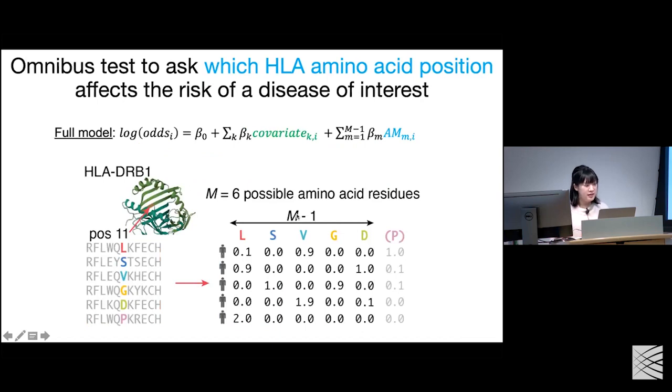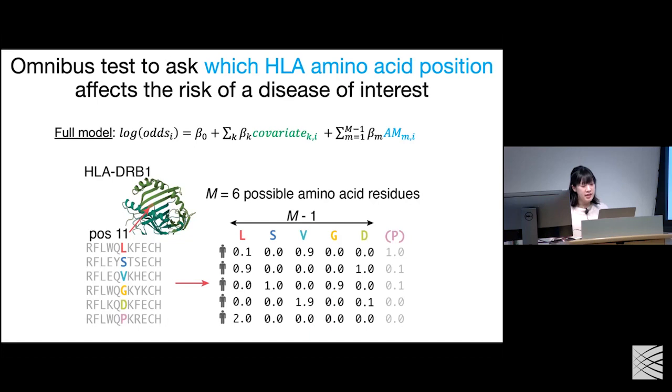The Omnibus test is to ask which HLA amino acid position within an HLA molecule affects the risk of the disease. So as I explained, each amino acid position has multiple possible amino acid residues among individuals within HLA molecules. For example, in the HLA-DRB1 gene, at position 11, there are 6 possible amino acid residues. So here I show example amino acid sequences, and position 11 is colored by various colors. And we have potentially 6 possible amino acids: L, S, V, G, D, and P.